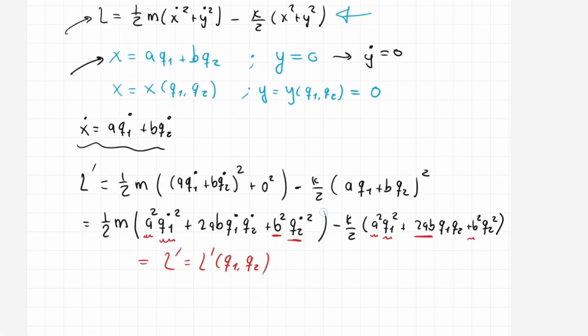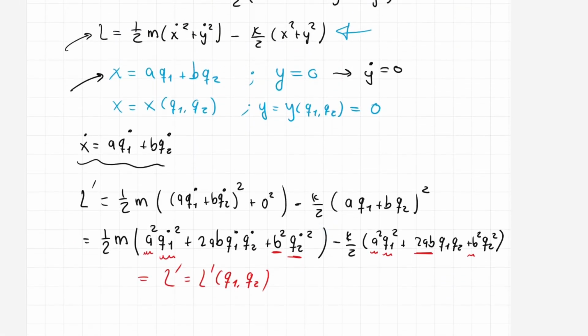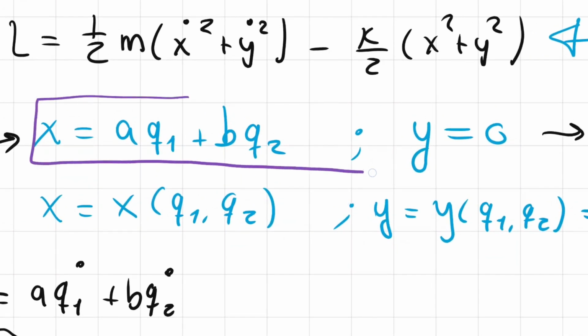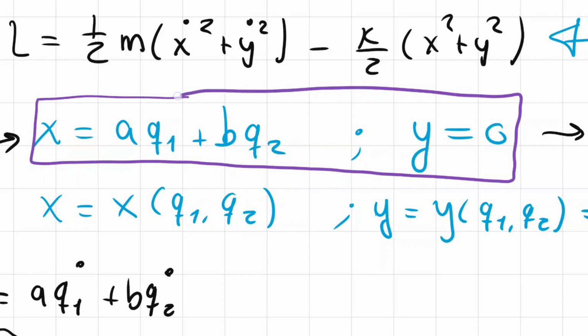So with this transformation, this one over here, we have shown that this new Lagrangian is equivalent to the Lagrangian of the harmonic oscillator just by making a point transformation like this that we have over here.